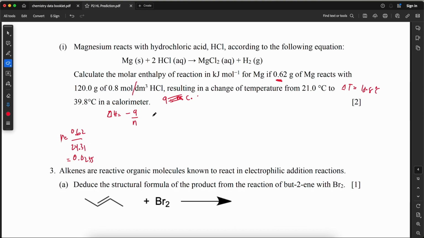So now let's plug into the formula. Negative 120 times 4.18 times 18.8, divided by 0.0255, which is 369,807 J per mole. And if we convert to kilojoule per mole, we make it 3 significant figures, so 370 kilojoule per mole.